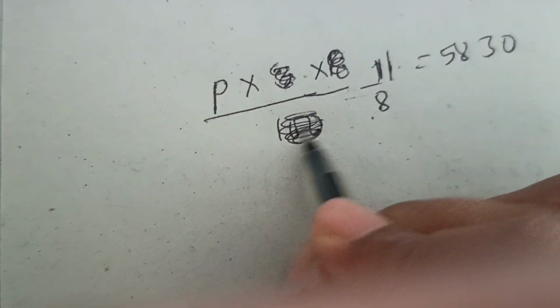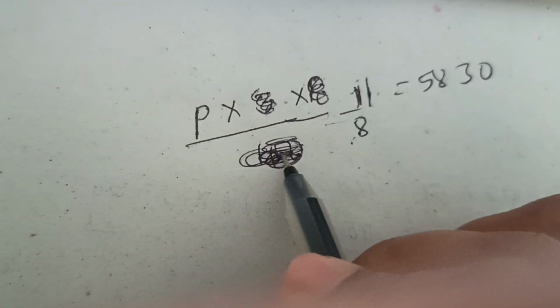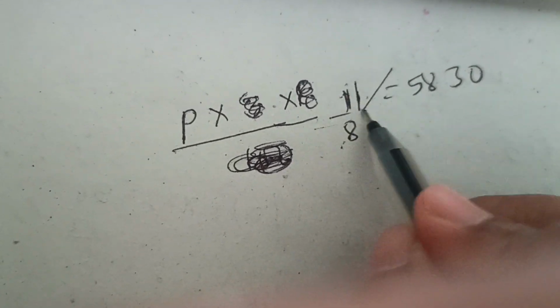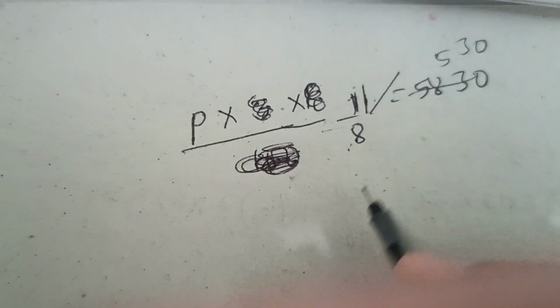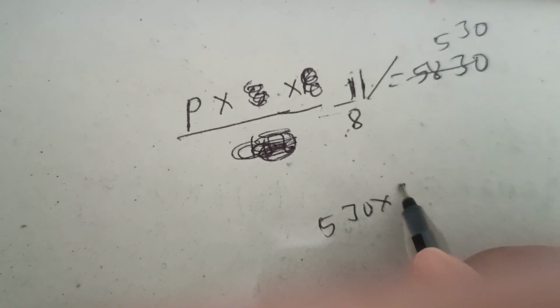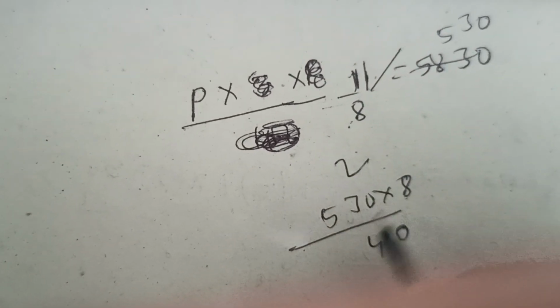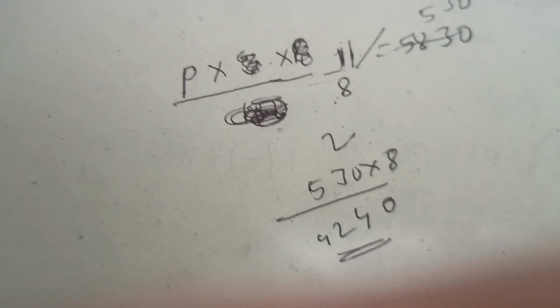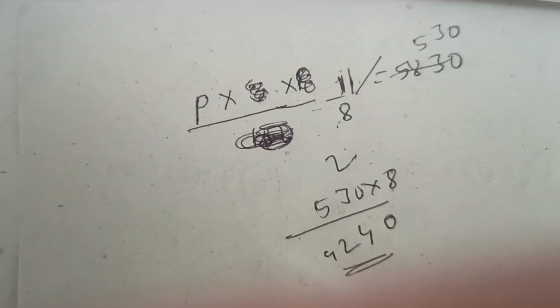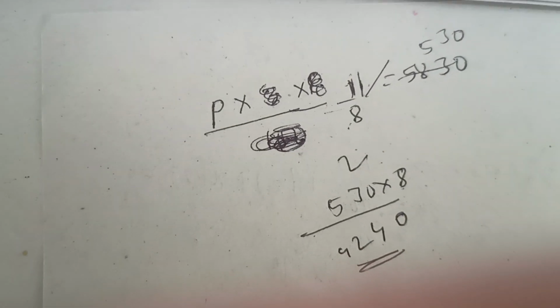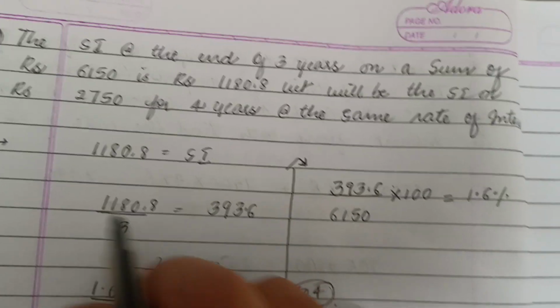This is already the interest value, that's why I have erased it. So 11 5s are 55, 33. So 530 into 8, that is 8 3s are 24, 40, 42. So this also gives 4240. So let's get into the next question.